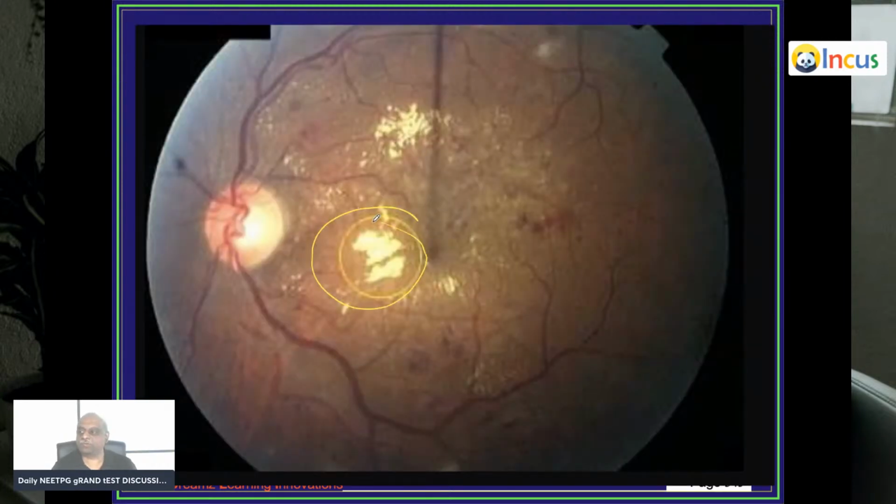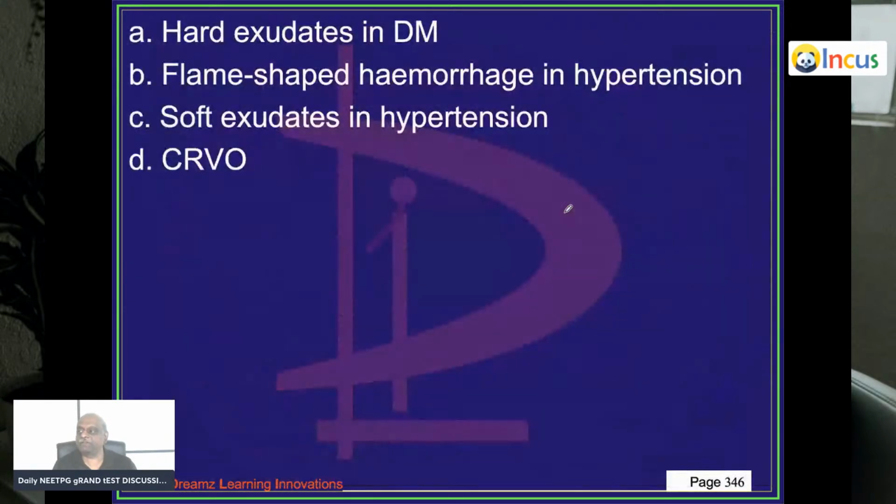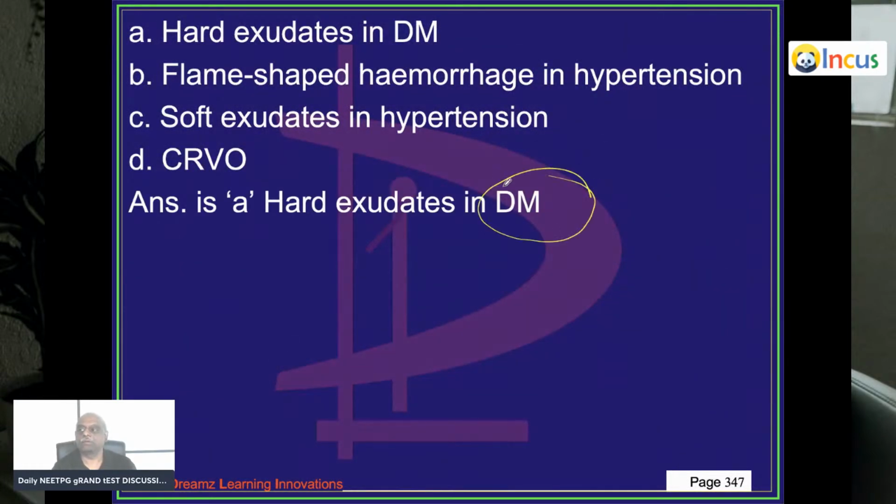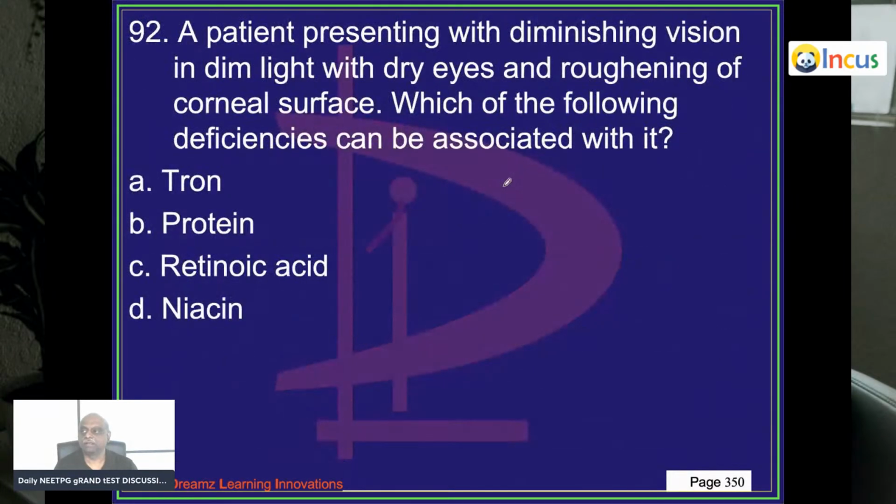Elderly female with gradual painless vision loss. Fundus is being shown. What is this called? Hard exudate. So hard exudate is a feature of diabetes. And patient presenting with diminished vision in dim light, with dry eyes and roughening of corneal surface. Which deficiency is this? Retinoic acid.